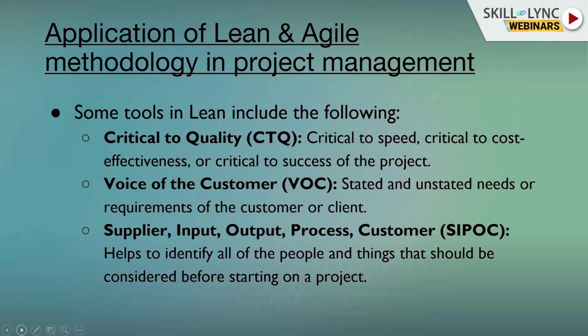Moving forward, some tools in Lean include the following. The first one is critical to quality, CTQ. CTQ is anything that is important to the success of the project and could include critical to speed, critical to cost effectiveness, or critical to success of the project.